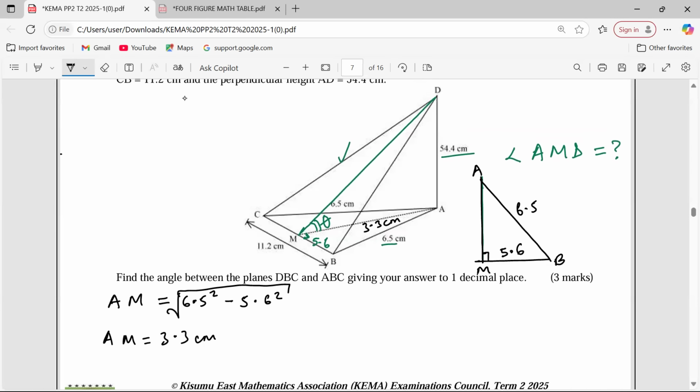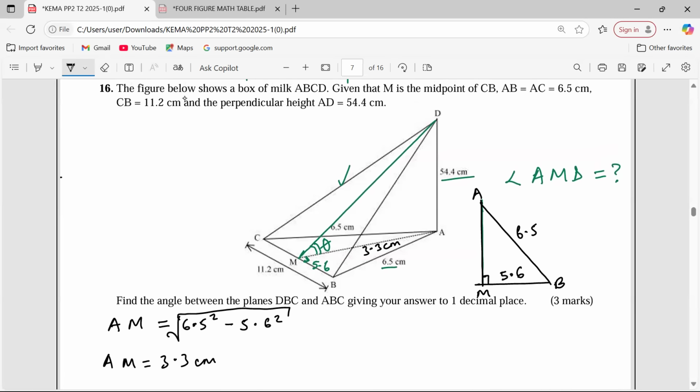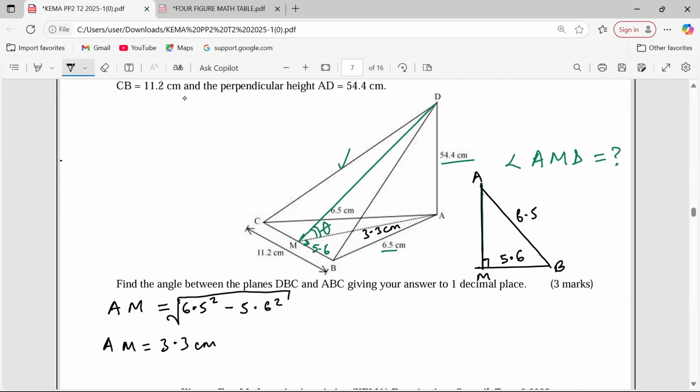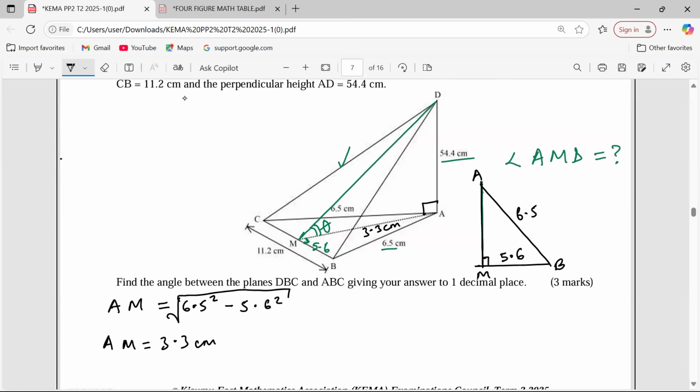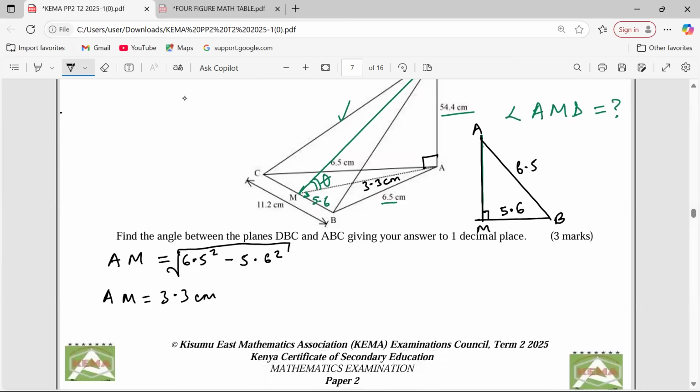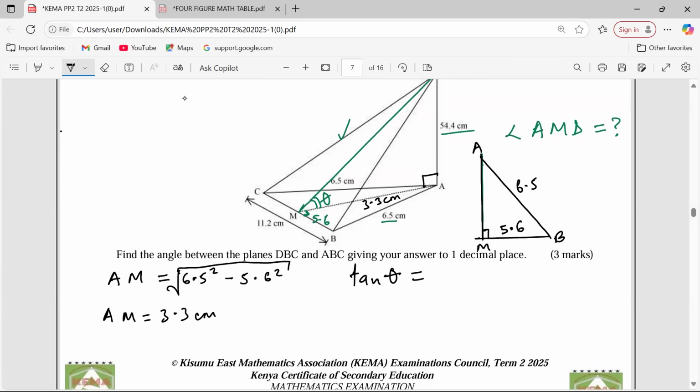Now, if that length is known, and also the perpendicular height AD is also known to be 54.4, then the angle at D can also be found. With reference to this angle, we are having the opposite length and also the adjacent length. This one, because we said perpendicular height, that means we have a right angle at that point. And this can lead us now to using a trigonometric ratio, and the most preferred shall be tangent. So the tan of this angle will be given by opposite out of the adjacent length.